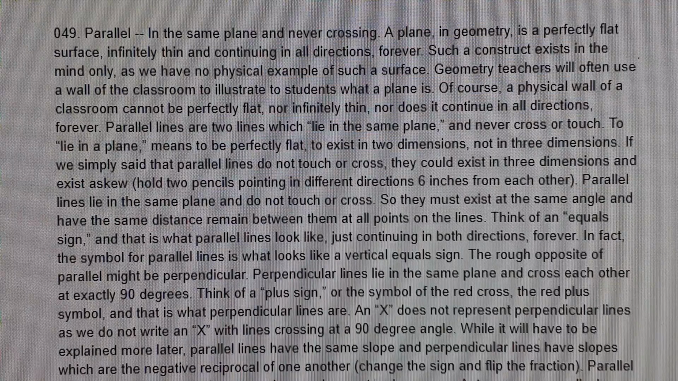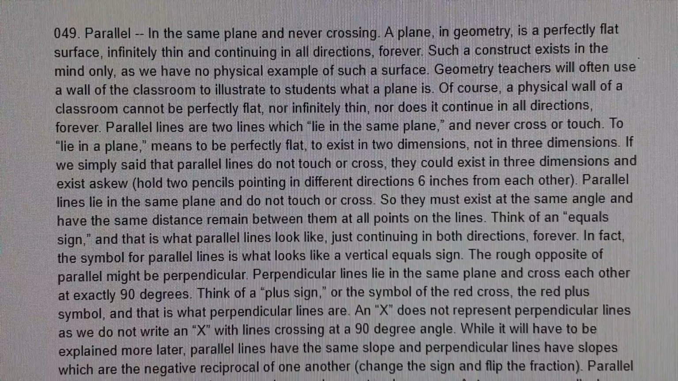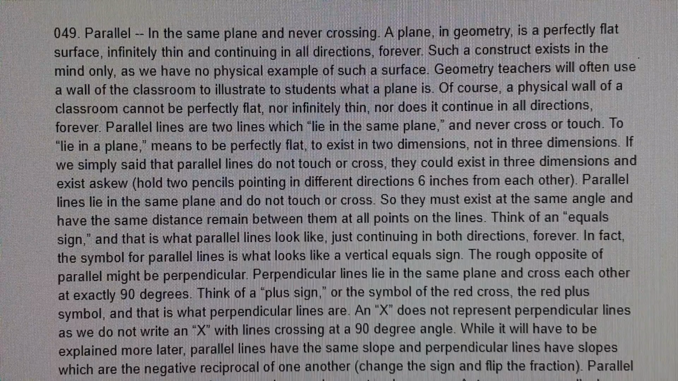While it will have to be explained more later, parallel lines have the same slope, and perpendicular lines have slopes which are the negative reciprocal of one another. (Change the sign and flip the fraction.)